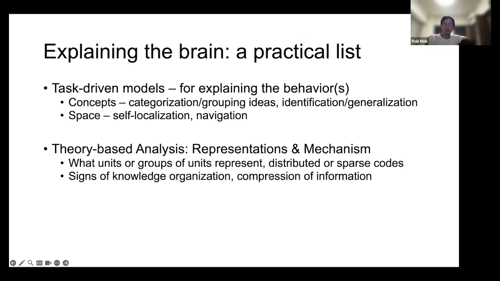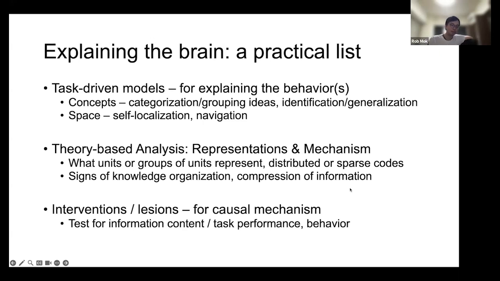In terms of theory-based analysis, you want to know what a model or the brain is doing, what units or groups of units represent, what kind of code they might have, what kind of knowledge organization they use, such as a collection of information. And finally, we want some kind of intervention or lesion test to see that these representations or mechanisms are actually useful for the behavior at hand, right? So you actually test by intervening and then see if the information content changes or the task performance changes.